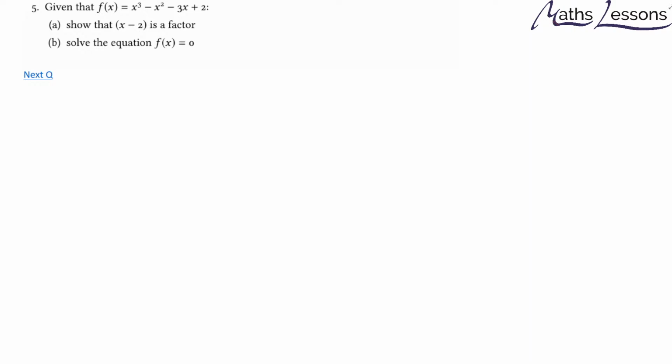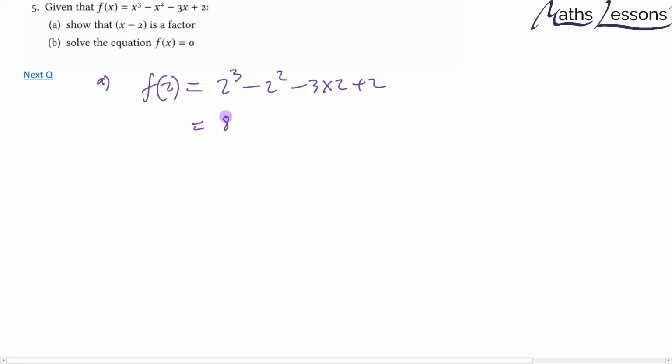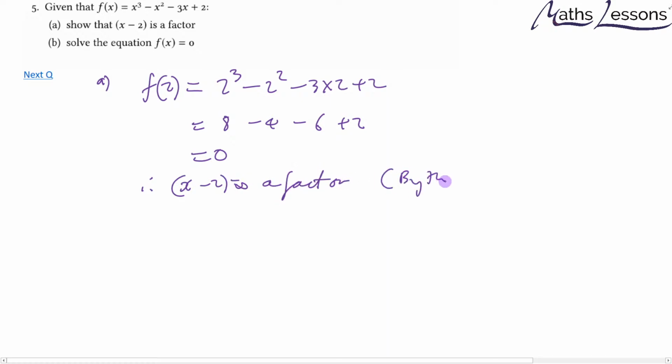Right, sorry about that. I got distracted there. So here's this question. We're going to show that x minus 2 is a factor. So what we do is we do f of 2, because if f of 2 equals 0, then x minus 2 is a factor by the factor theorem. So 2 cubed minus 2 squared minus 3 times 2 plus 2. So that's equal to 8 minus 4 minus 6 plus 2. So you've got 10 minus 10 is 0. Therefore, x minus 2 is a factor by the factor theorem. And you do have to quote that you're using the factor theorem.